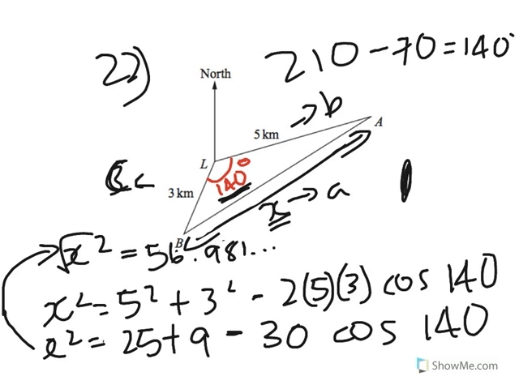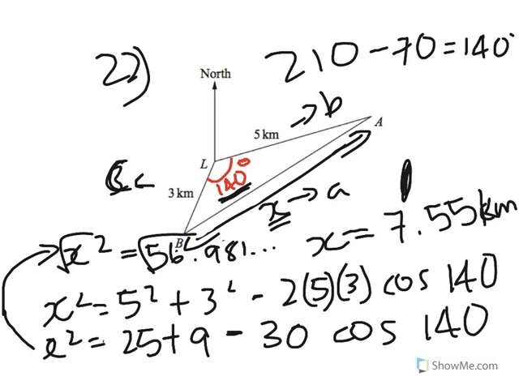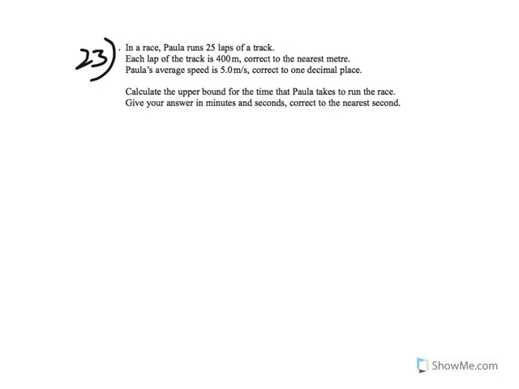All you have to do is square root both sides, and you're going to get x as the square root of 50, which is nothing but 7.55. We have to give it to 3 significant figures, so it's 7.55 kilometers. Yeah, that's it.